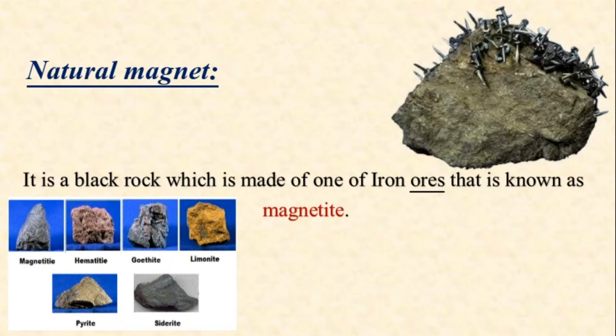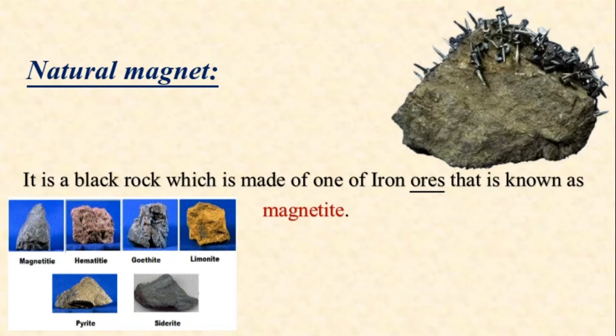So let's say it again. What is meant by natural magnet? It's a black rock which is made of one of the iron ores that is known as magnetite. Well, here I will ask you to write the scientific term. It's a black rock which is made of one of the iron ores that is called magnetite. So this is the definition of a natural magnet.